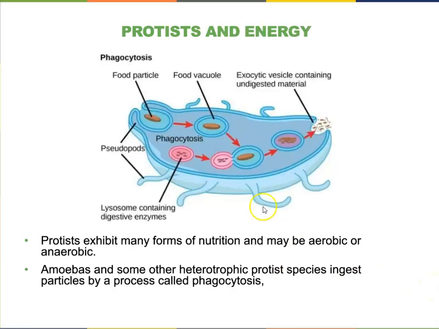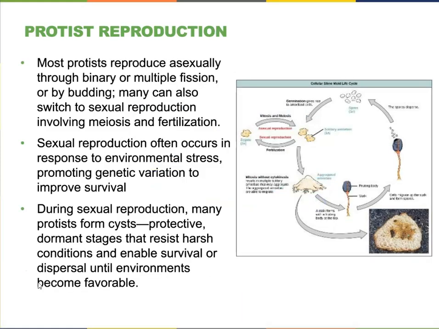Protists use phagocytosis to obtain food. The food molecule will be engulfed into the cell. Lysosomes will help digest the food. Once the food is broken down and the nutrients are absorbed, the waste will be dumped to the outside of the cell through exocytosis. Most protists reproduce asexually through binary or multiple fission, or by budding.